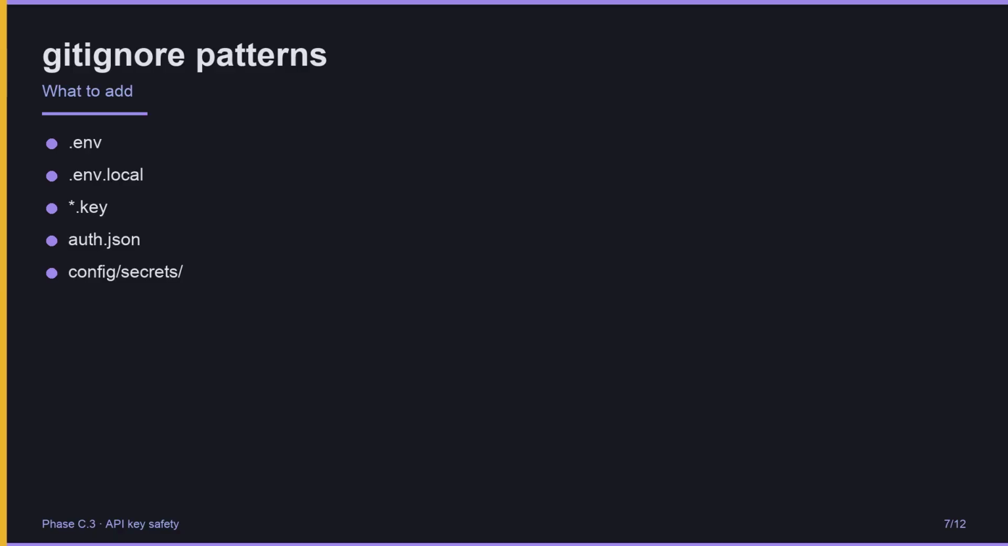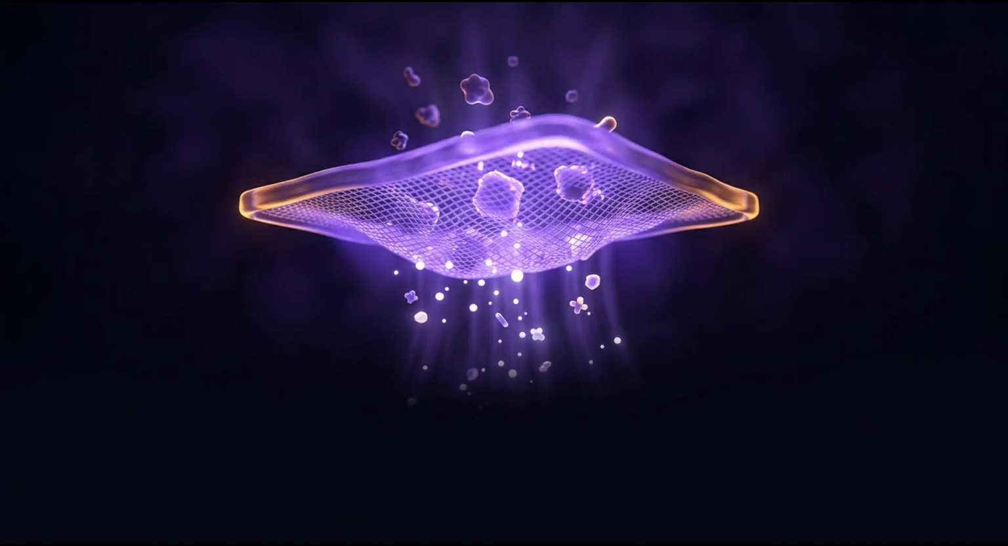Things to add to gitignore: .env, .env.local, anything ending in .key, auth.json, config/secrets/. Most starter projects come with these gitignored already, but verify. Run git status and make sure no secrets are about to be committed. Gitignore is your friend. Use it.